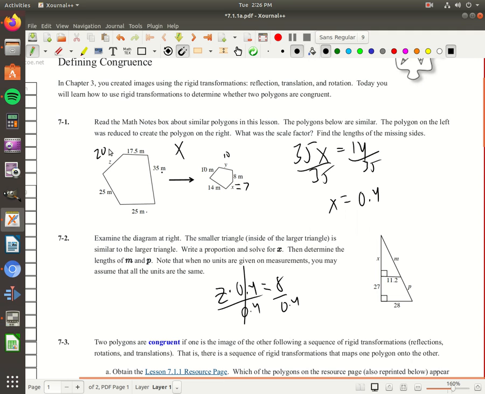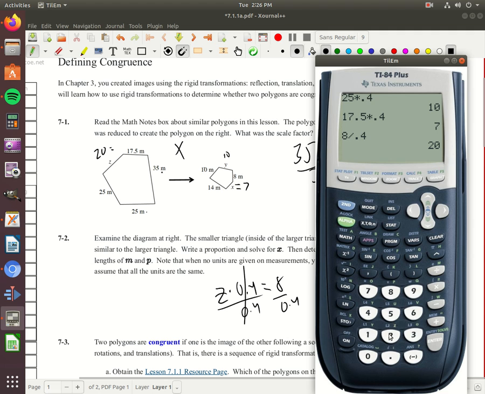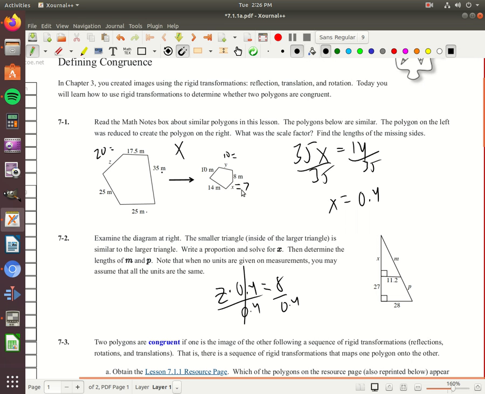And that should make sense because if I multiply 20 by 0.4, I should get 8. And I do. So I feel pretty confident. I've solved for x, y, and z, and I've also got the scale factor. Remember, the scale factor was 0.4. And I calculated that by using a little bit of algebra.